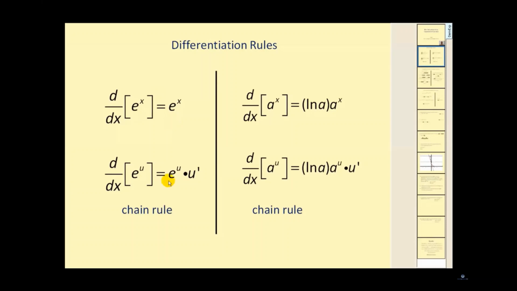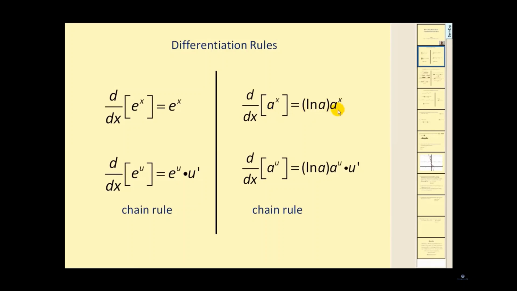The second formula here just applies the chain rule. If the exponent is some function in terms of x, we'd apply the chain rule, and the derivative would be e to the u times u prime. Now, if the base of the exponential is not e, then notice the derivative would have an extra factor of natural log a times a to the x.